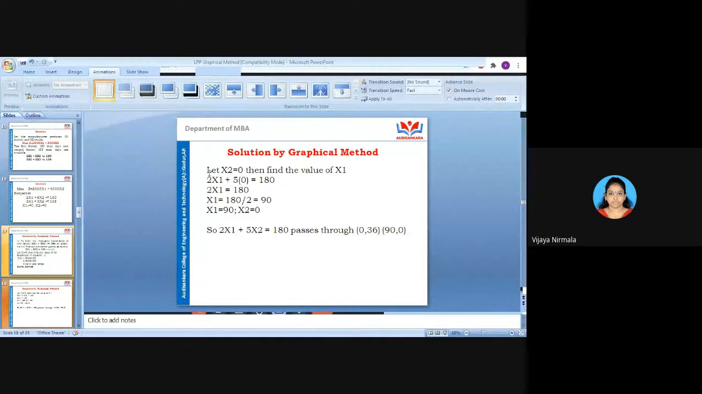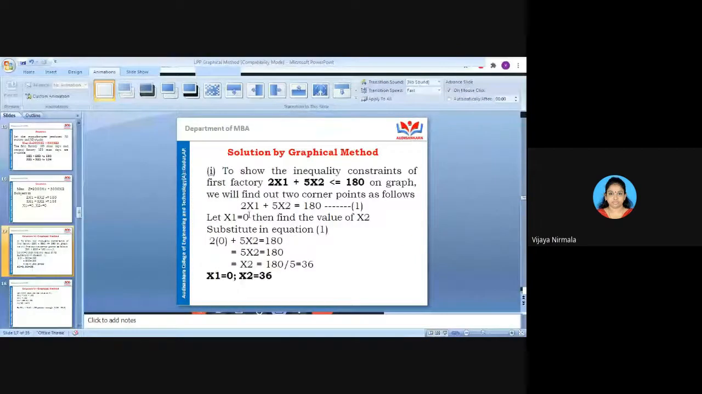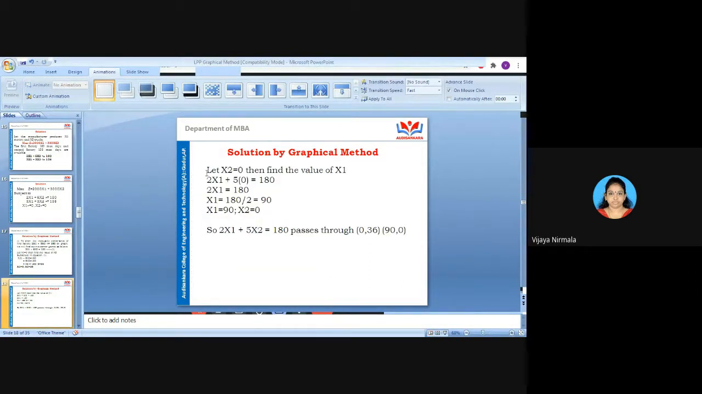In the same equation, let x2 is equal to 0. In the first, we assumed x1 is 0, right? Now let x2 is equal to 0, then find the value of x1.